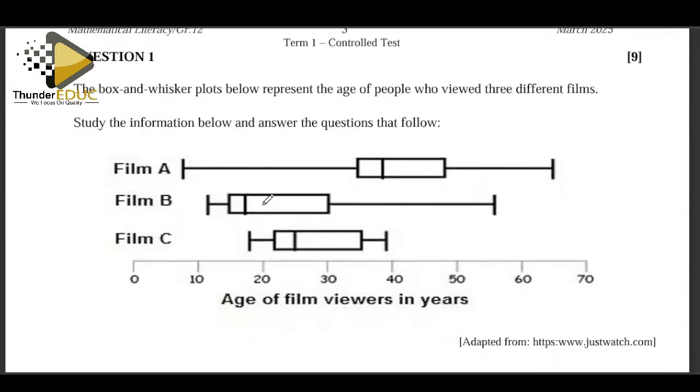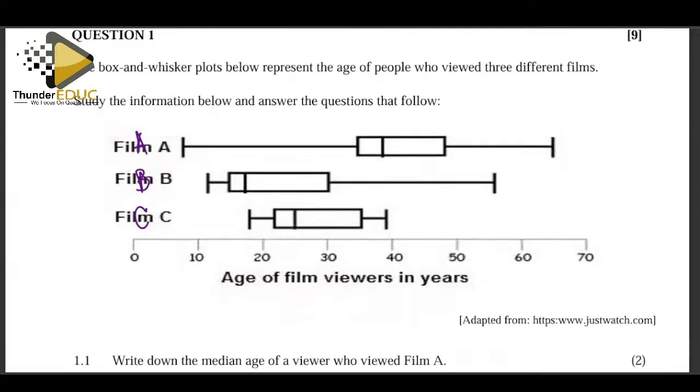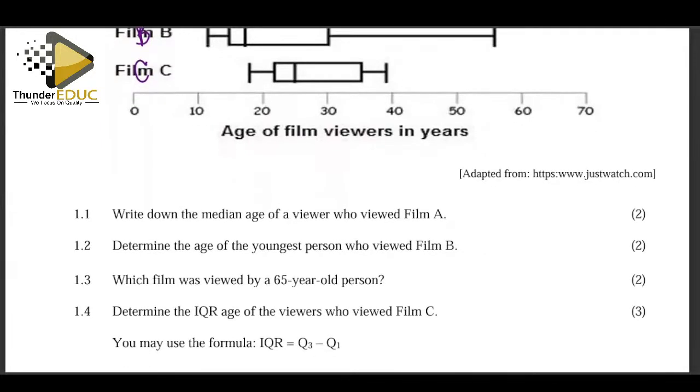We have film A here. Then we have B and we have C. What do they want us to answer now? Write down the median age of a viewer who viewed film A. The median age of a viewer. The median age.